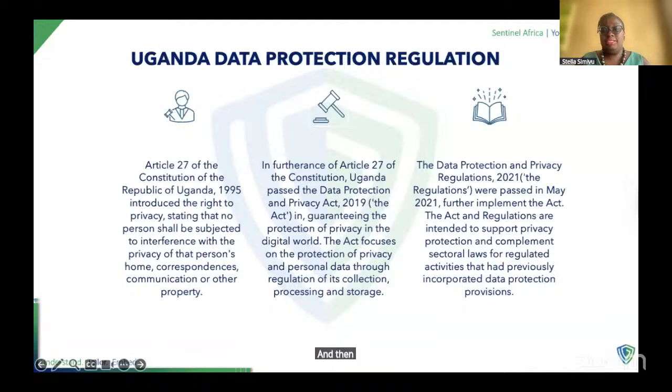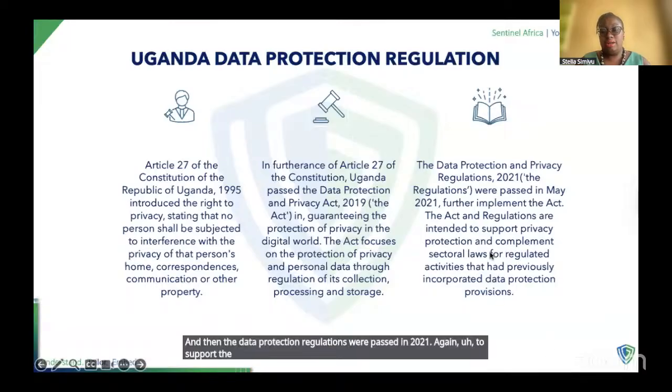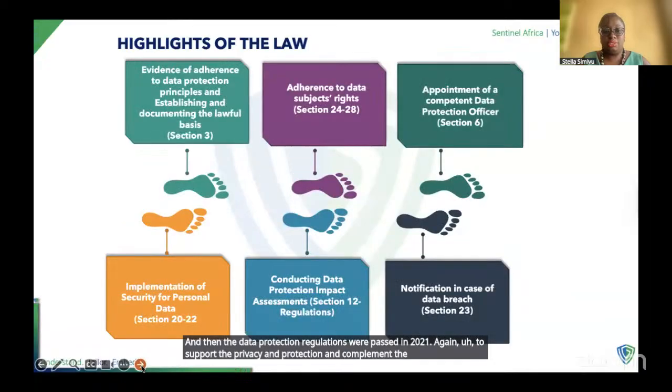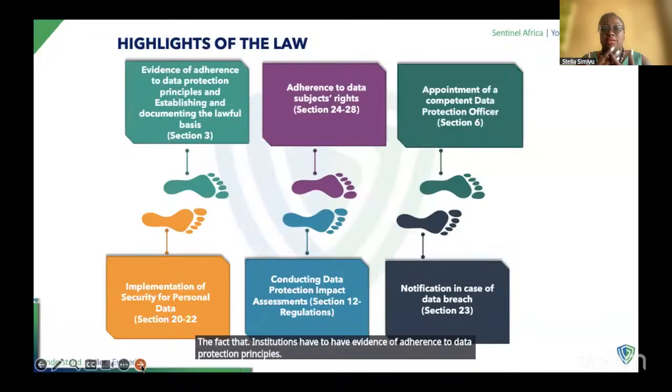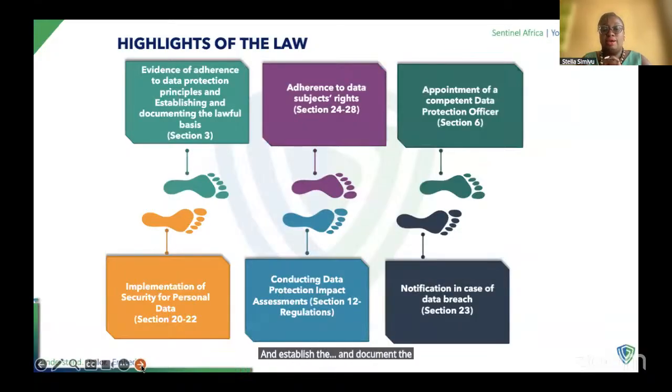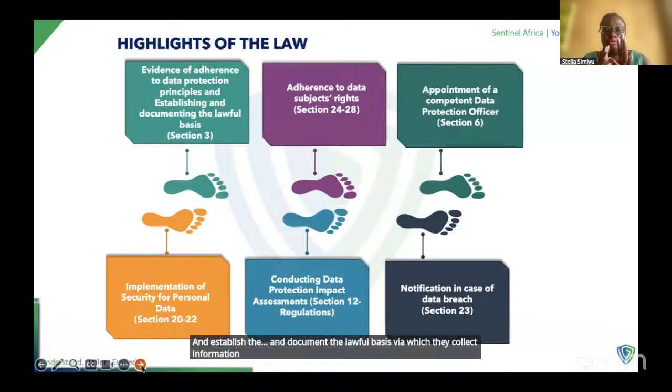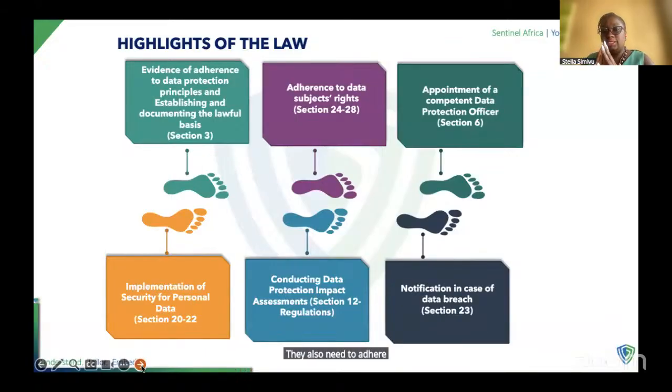And then the data protection regulations were passed in 2021, again, to support the privacy and protection and complement the sectoral laws. Now, highlights of the law include the fact that institutions have to have evidence of adherence to data protection principles and establish and document the lawful basis via which they collect information. We are going to look at a bit about that. They also need to adhere to the data subject rights.